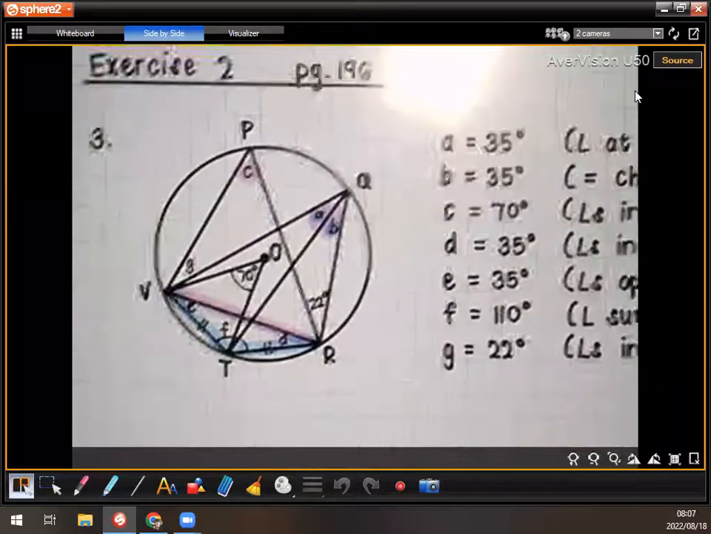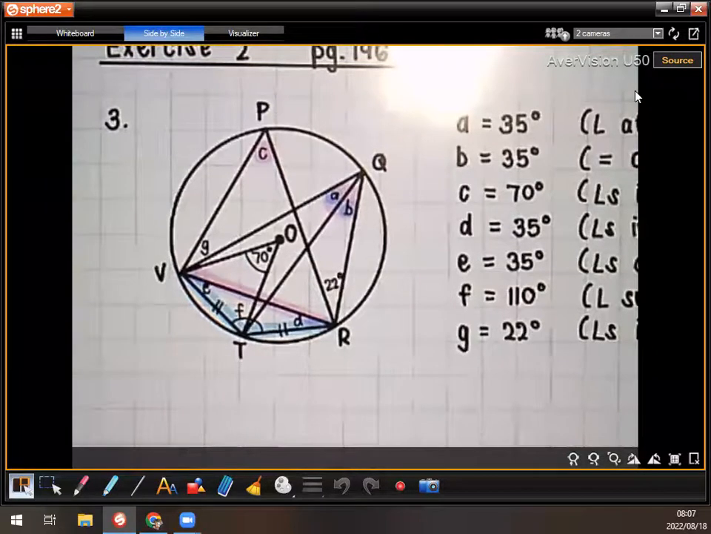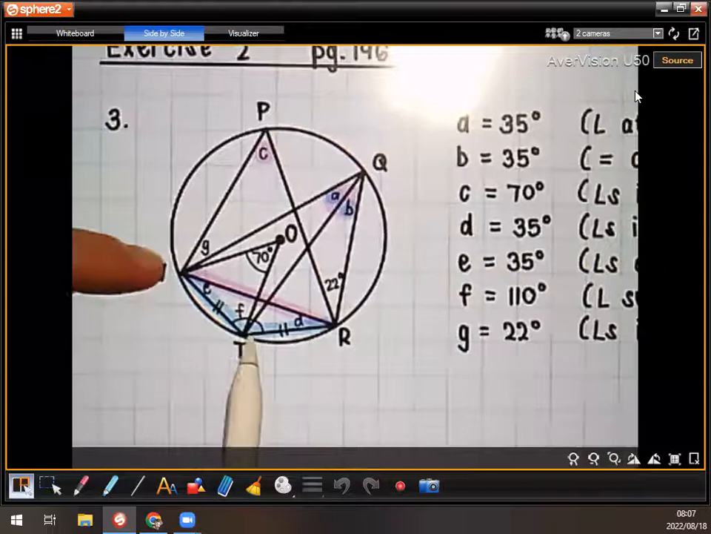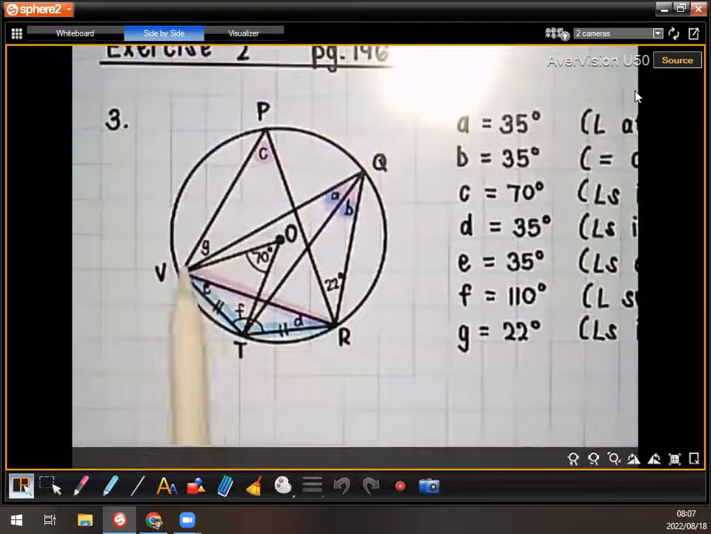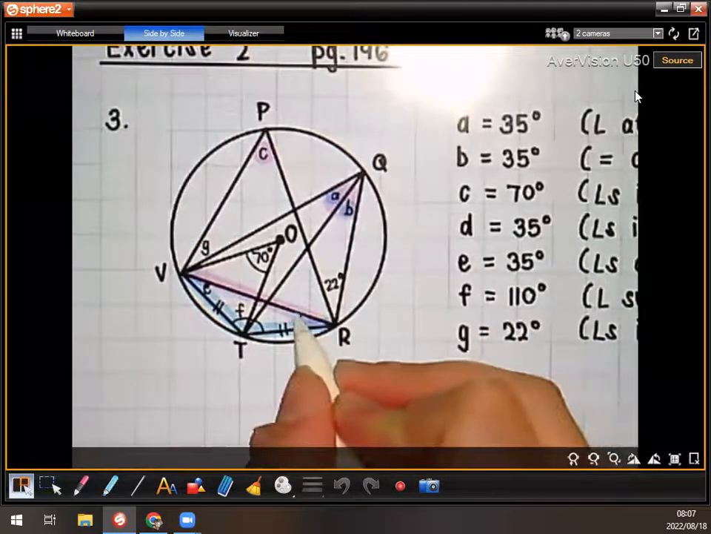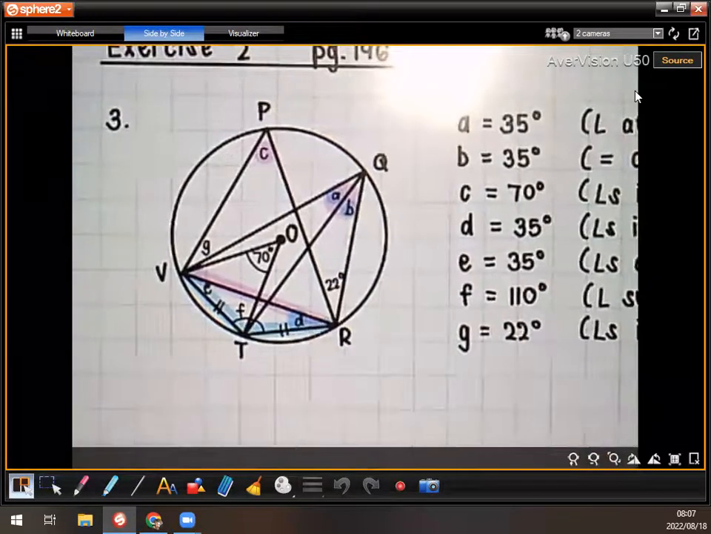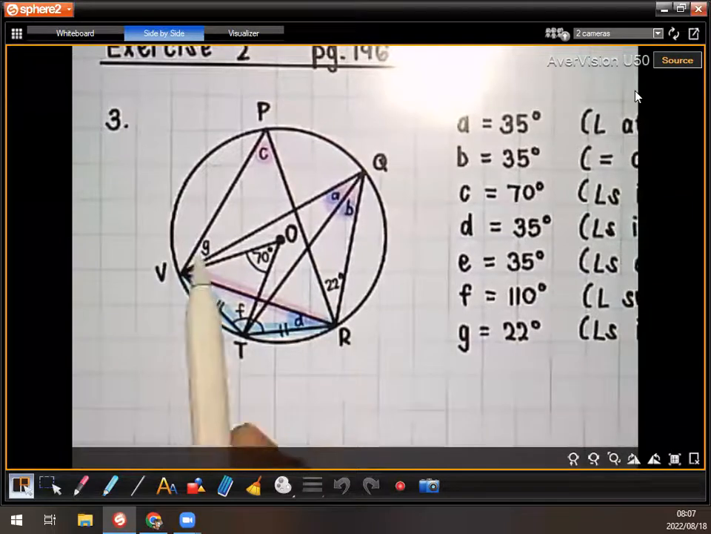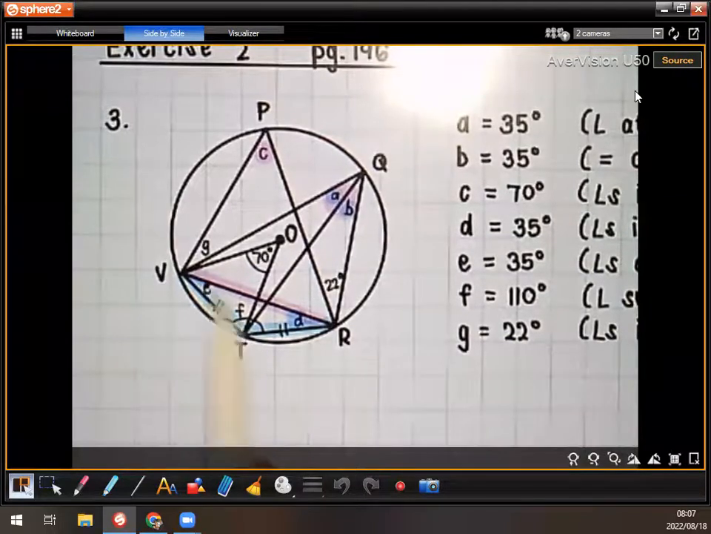Then for D, this one was quite difficult to see because it's so much to the side. But if you're looking at D, D is also subtended by BC. So D is also going to be 35 degrees. Then I use the fact that this is an isosceles triangle to say that D is also going to be 35. Angles opposite 2 equal sides.